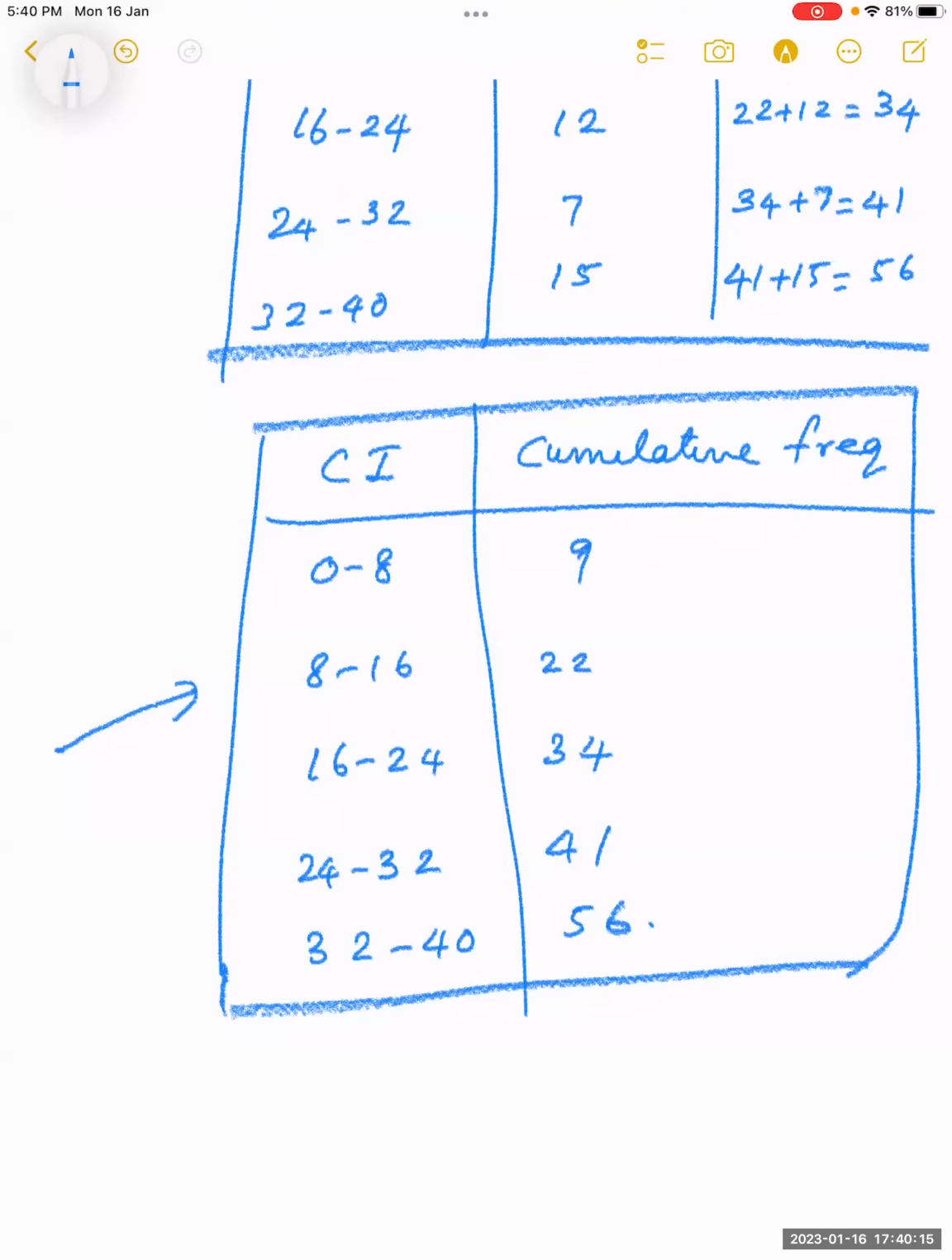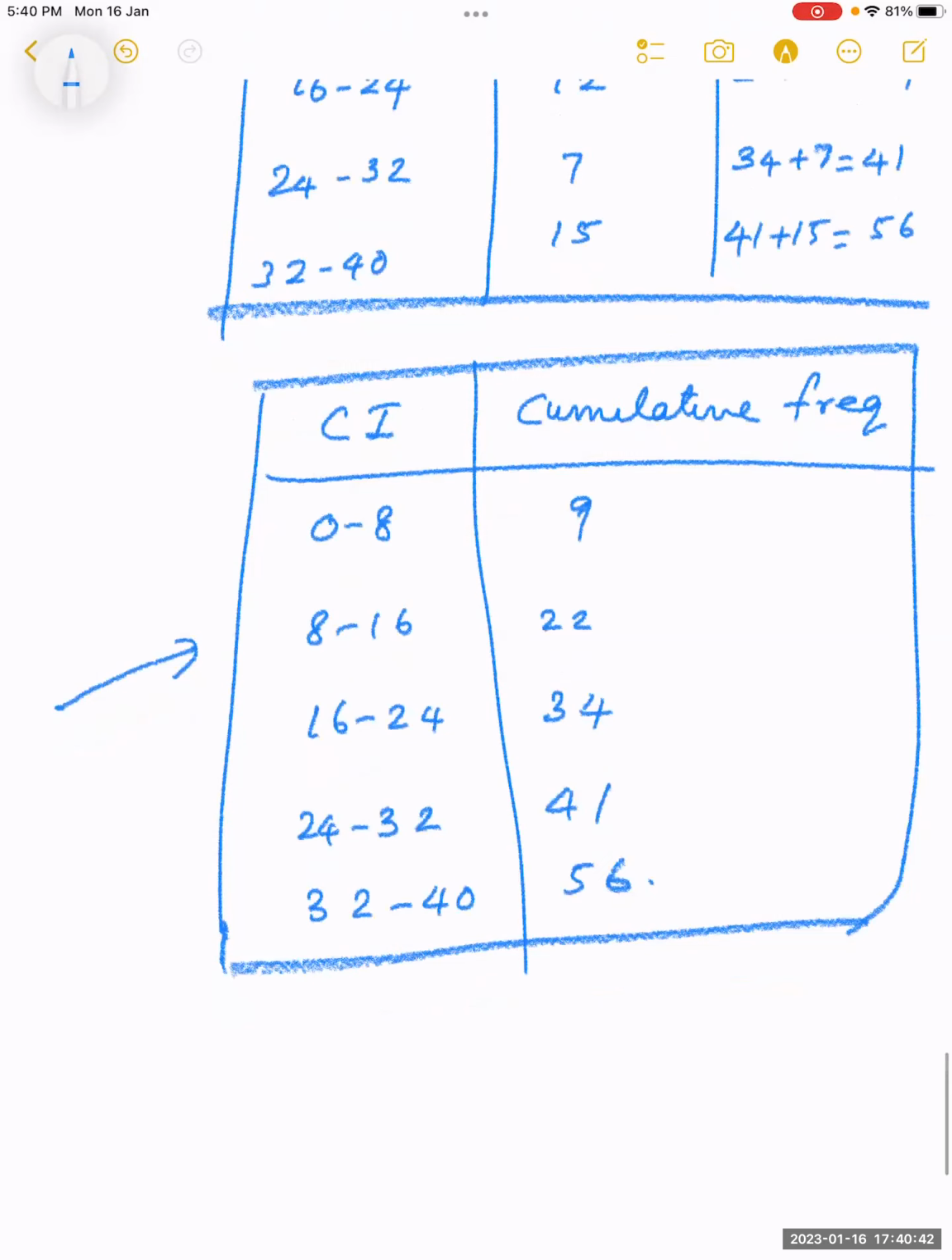If they have given an inclusive class interval, and if they are asking you to calculate cumulative frequency, you don't need to change the class interval. You don't need to bring in the adjustment factor and do the changes. When the question is to find the cumulative frequency, just add up and come up with the cumulative frequency. That's all. Don't make any changes.